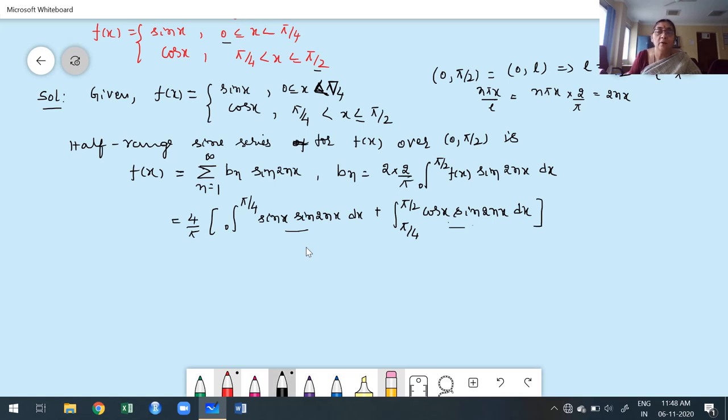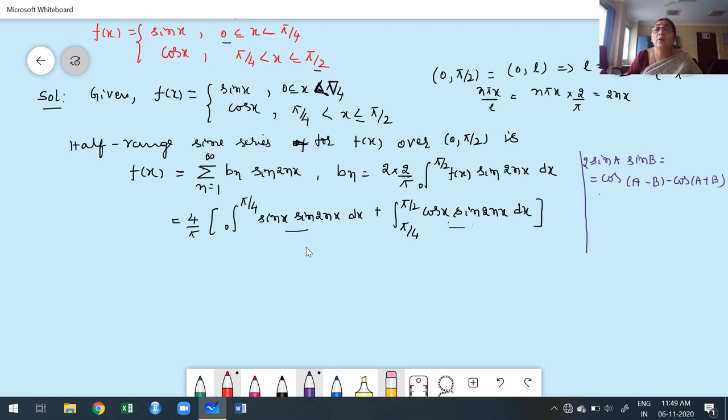Therefore, now using the transformation formula, we are going to convert the product of these two trigonometric functions into a difference of two trigonometric functions. For the first integral, I require sine A sine B. Sine A sine B is nothing but cos of A minus B minus cos of A plus B, with a factor of 1 by 2.